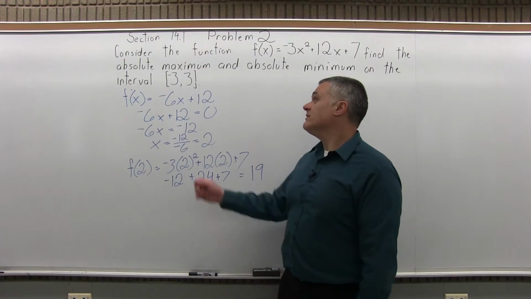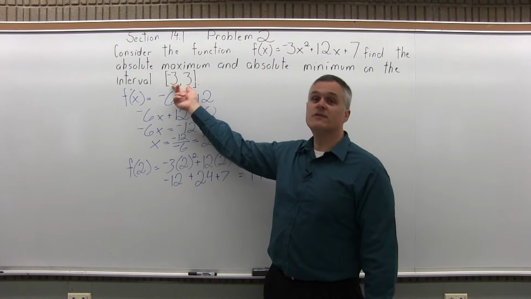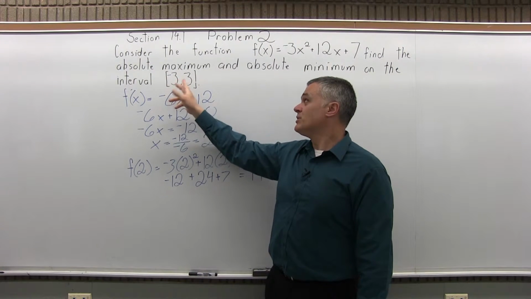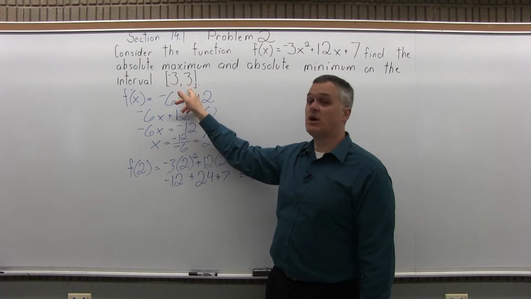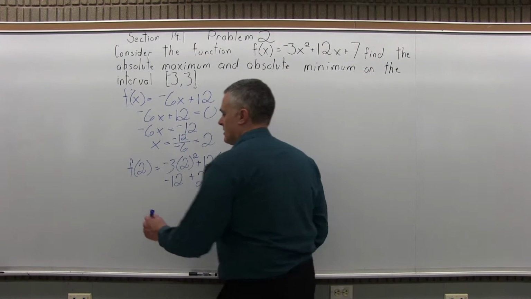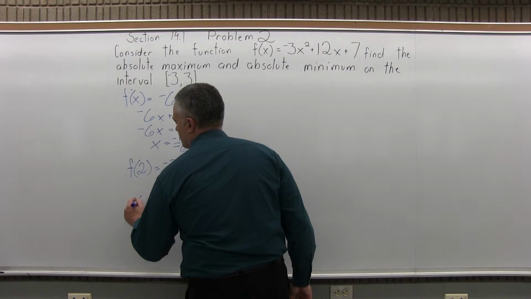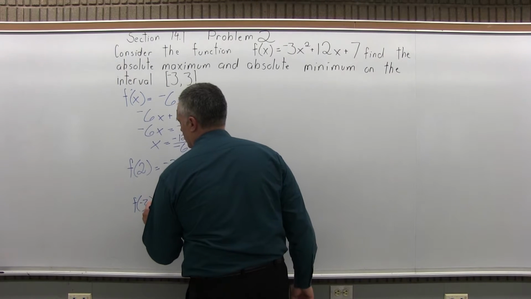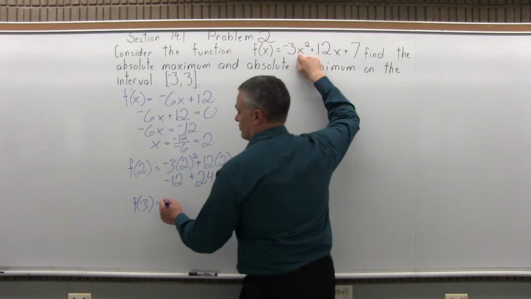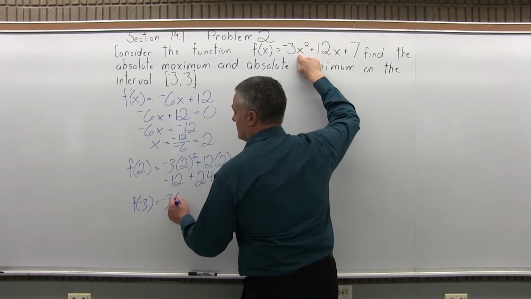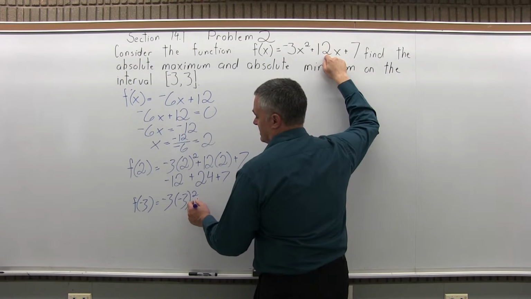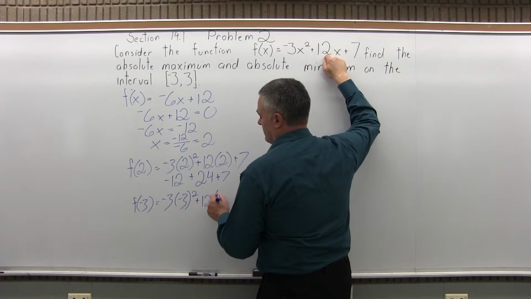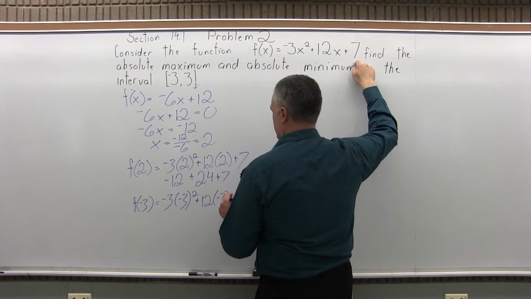So step 5 is find the height of either endpoint. So these are both x values. I have to find the y for negative 3 and the y for positive 3. So to find the y that goes with negative 3, we'll do f of negative 3 equals negative 3x squared will become negative 3 times negative 3 squared. A lot of negatives. Plus 12 times x is 12 times negative 3. And we have plus 7.